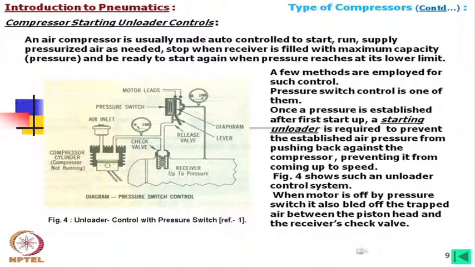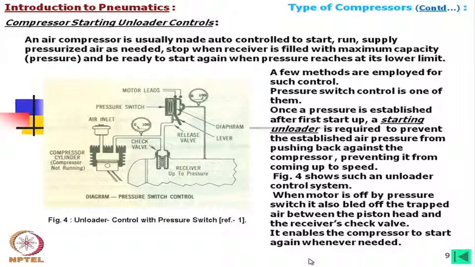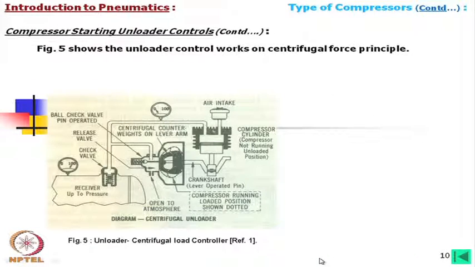When the motor is off by the pressure switch, it also bleeds off. This operation is called bleed off. It releases the trapped air between the piston head and the receiver's check valve. This is the receiver's check valve. It enables the compressor to start again whenever needed.